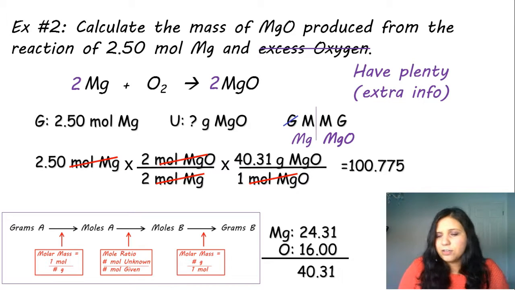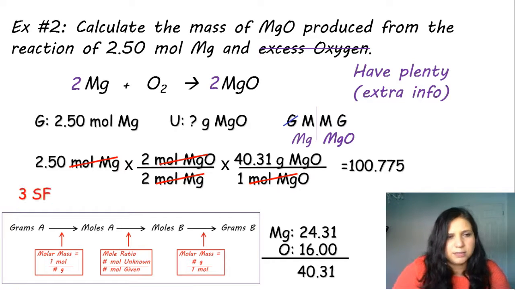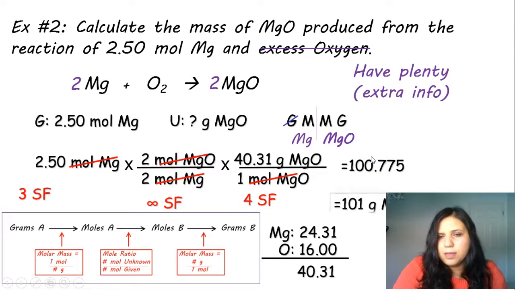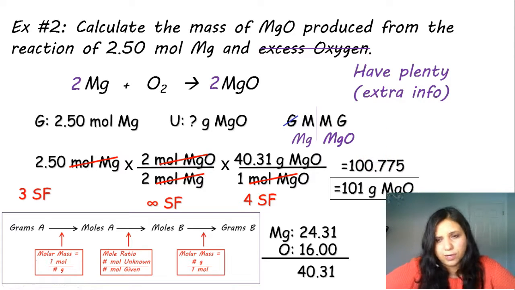And now I just have to check for sig figs. 3 sig figs in this number, unlimited in the mole ratio. In this molar mass I have 4, and so 3 is the least number of sig figs, so I'm going to chop it up right here. 7 is going to bump up to 0, and I get 101 grams of magnesium oxide.